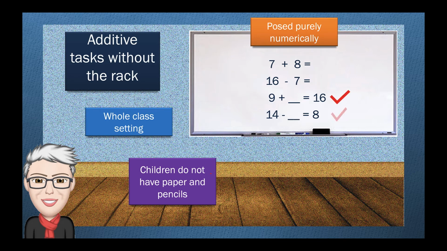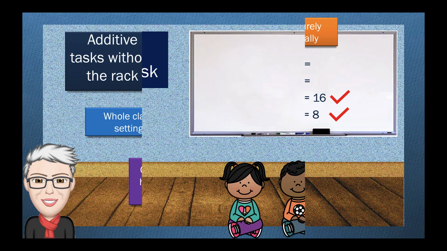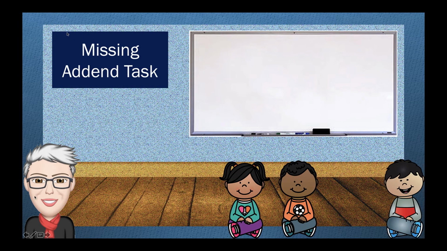Consequently, here we will limit the discussion to the last two tasks, the missing add-in task and the missing subtrahend task. Certainly, tasks of these two types can also be posed in story contexts. First example is 9 plus blank equals 16.